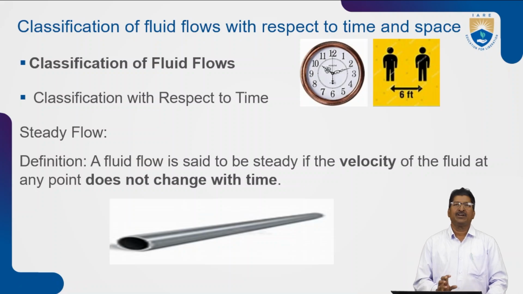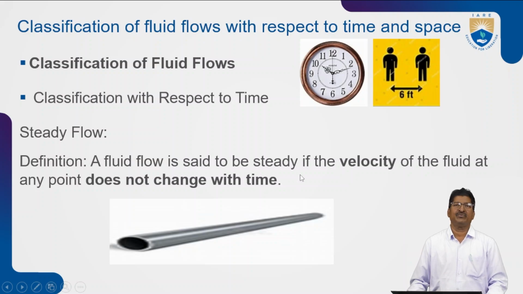So that means we'll consider time. Based on that time, you are testing the properties at any point of time. If it is changing or if it is not changing, based on that, the classification of fluid flows is done. That is with respect to time. So you can see here the definition: a fluid flow is said to be steady.